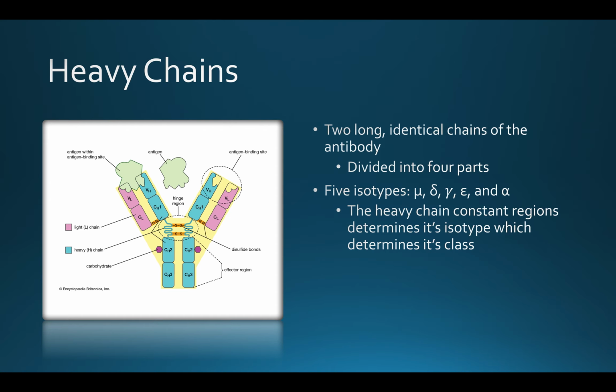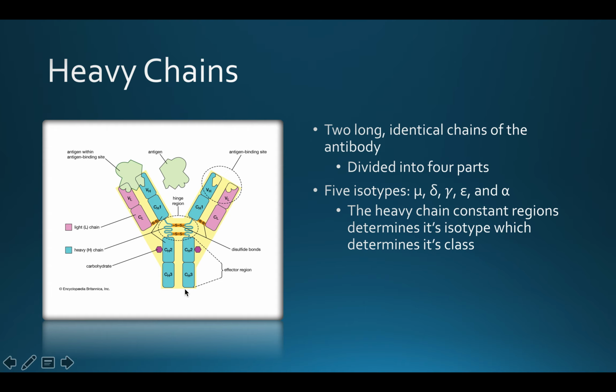So that's the light chains. Going on to the heavy chains. The heavy chains are the big, long ones of the Y, these right here. They're also identical chains. They're exactly the same. They're divided into 4 parts. We have the variable region up on the top that's involved in binding. And then we have constant 1, 2, and 3 on both sides.